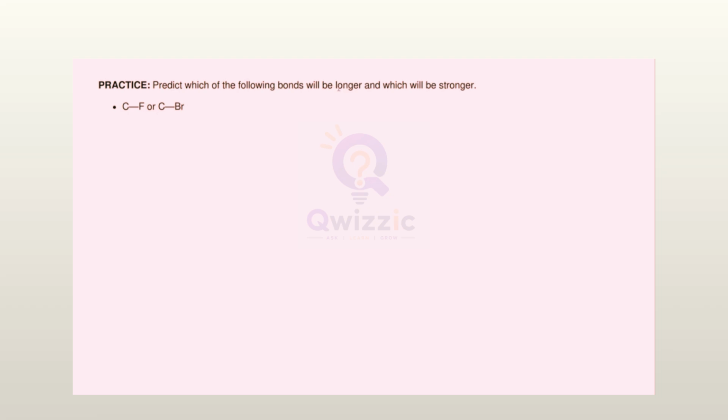Predict which of the following bonds will be longer and which will be stronger: carbon-fluorine bond or carbon-bromine bond. Immediately we notice that the two bonds are bonds between carbon and halogen. The two halogens that we are comparing are fluorine and bromine.